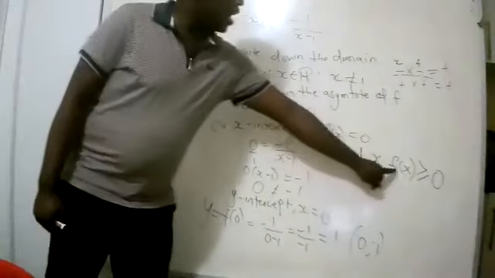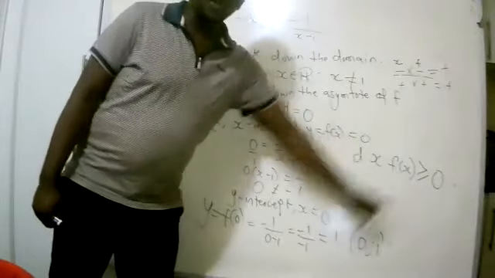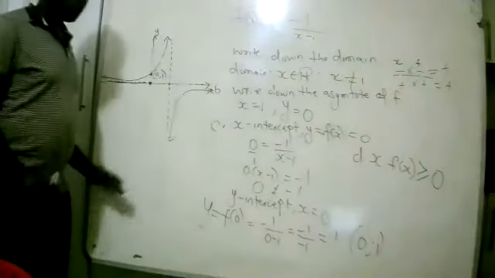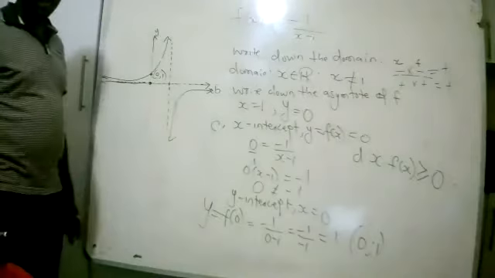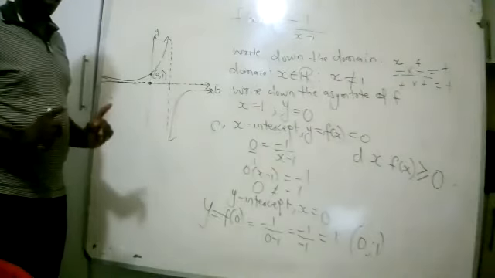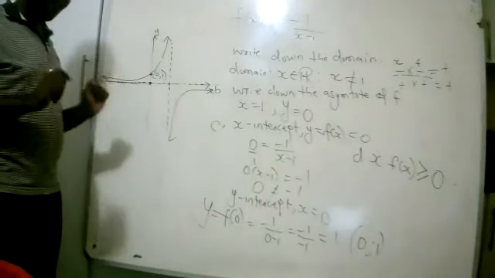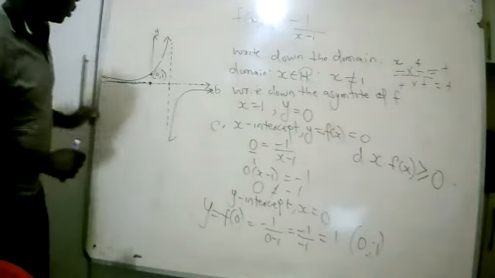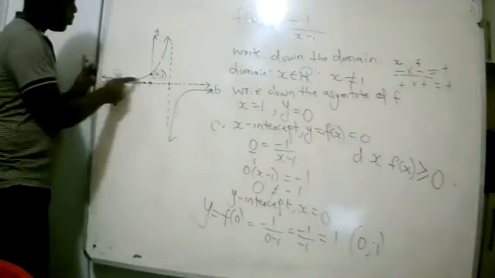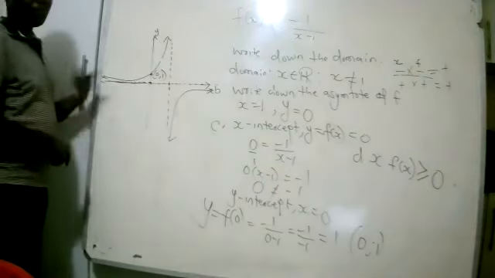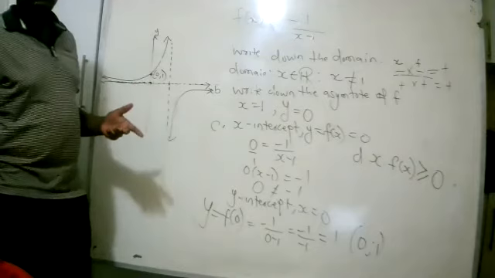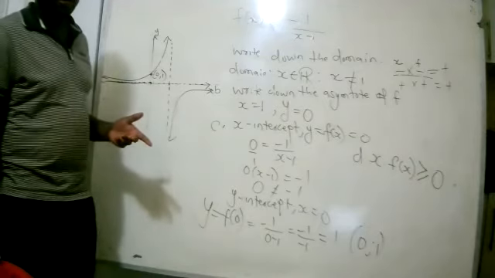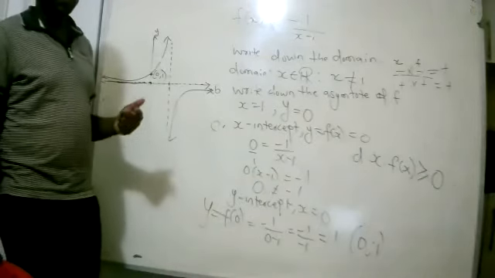So the graph of f of x is positive when it's above the x-axis. I believe you understood that statement right. The graph of f will be positive if it is above the x-axis. So now tell me, from 0 to negative infinity, is the graph of f negative or positive? It's positive. Why do we say it's positive?